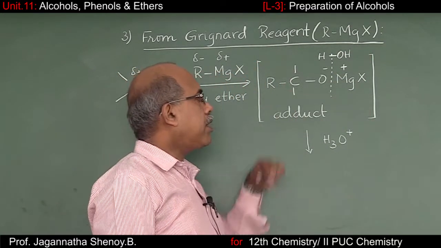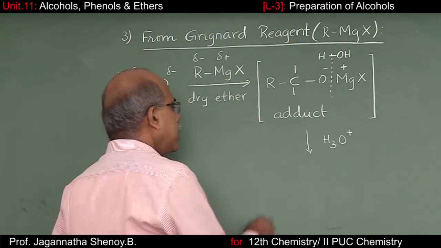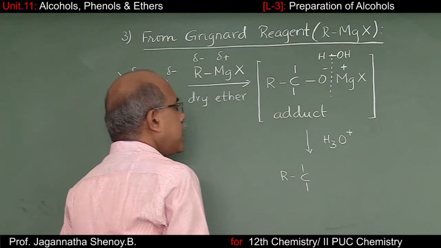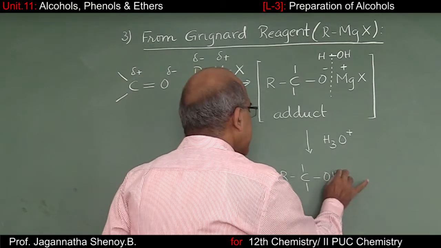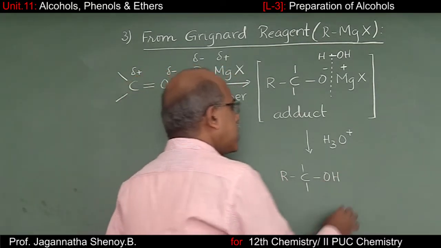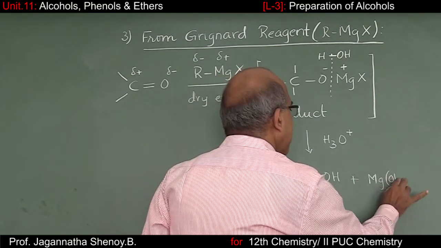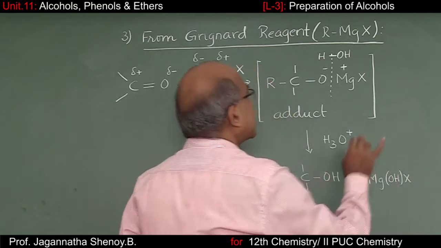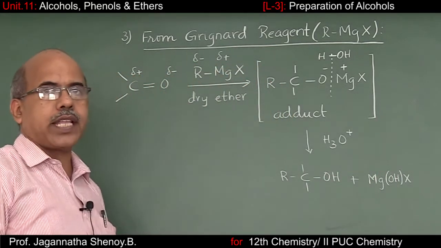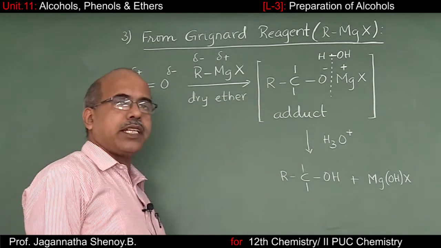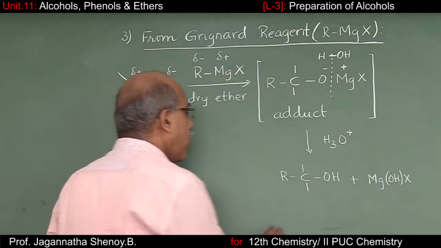So what should happen because of this hydrolysis reaction? I should have RC with 2 unsatisfied valencies. Then we have OH, and what else must be formed? It is MgOHX. MgOHX must be formed. Now, what is obtained here is alcohol.